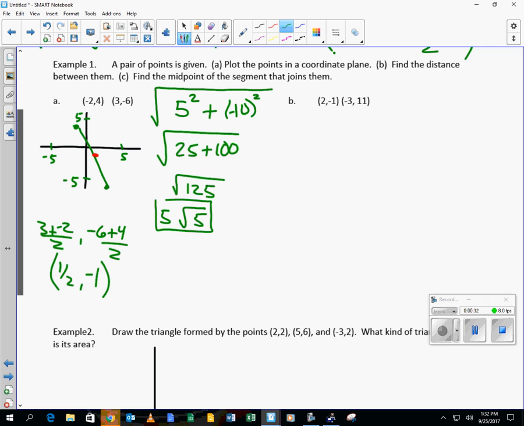Is that in the fourth quadrant? It sure is. So again, we're finding the average. We add them together and we divide by the number that there are. Okay, all right, so let's do it again.